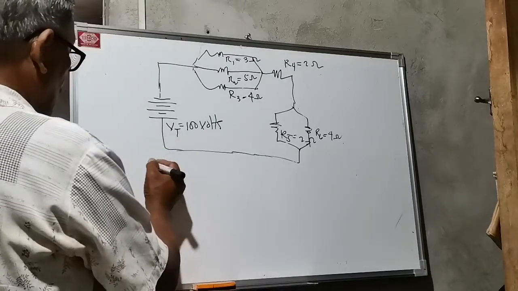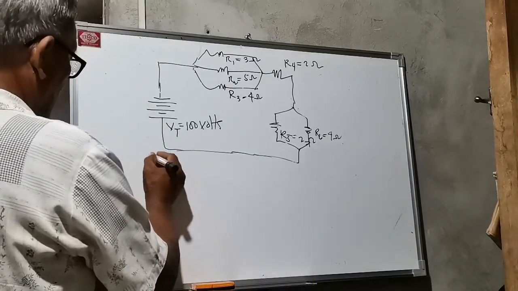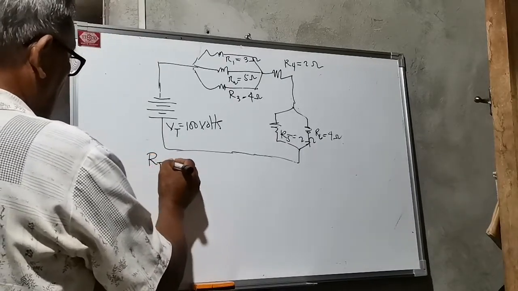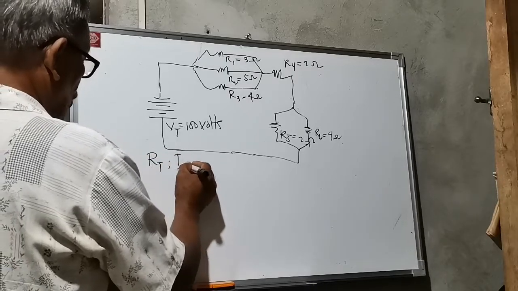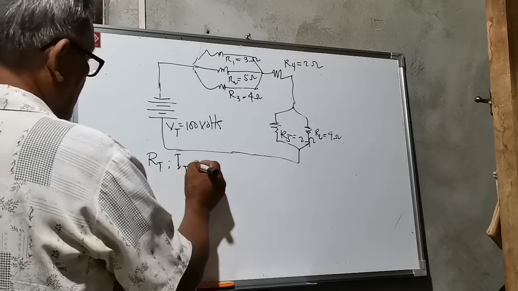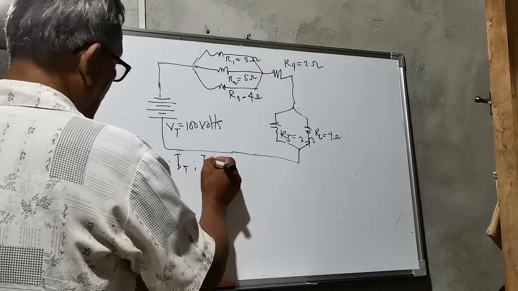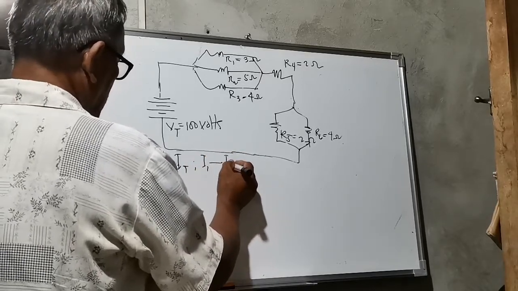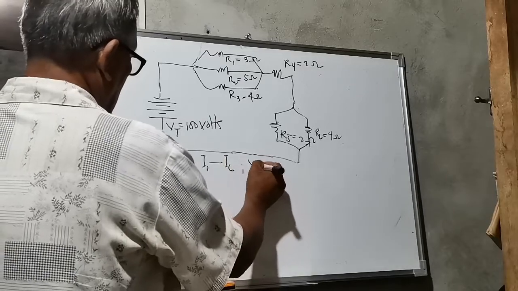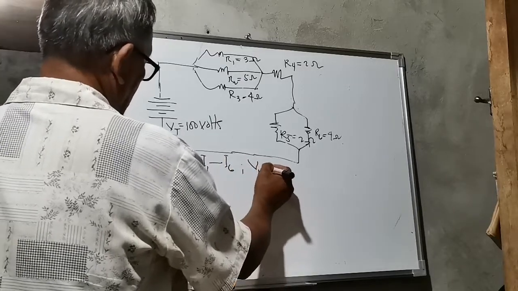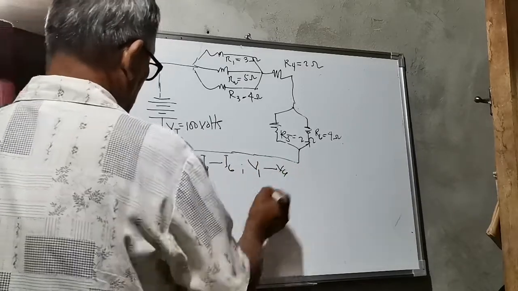We are now going to solve for the following: the R total, the I total, which is the total current, and the individual currents I1 to I6, and also the individual voltages V1 to V6.